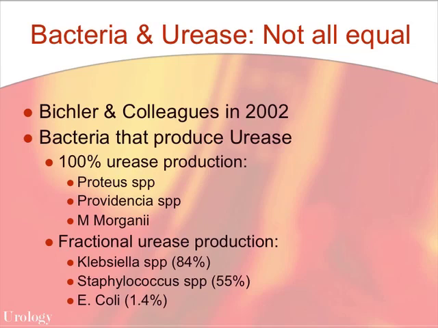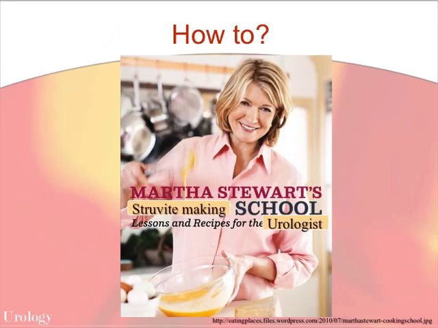Of those bacteria that produce urease a fraction of the time is Klebsiella. Of the Klebsiella isolates in one study, they found that 84% of these bugs produced urease, along with staph species in 55%, and E. coli, which is responsible for 34% of urinary tract infections, only produces urease 1.4% of the time. To put a little perspective on Providencia and morganii, these were only responsible for urinary tract infections 0.2% of the time.